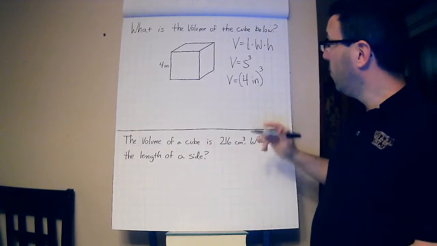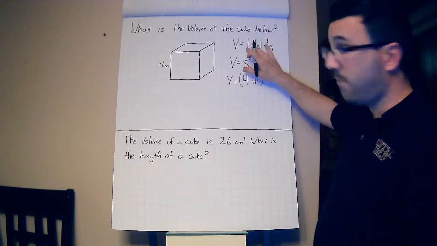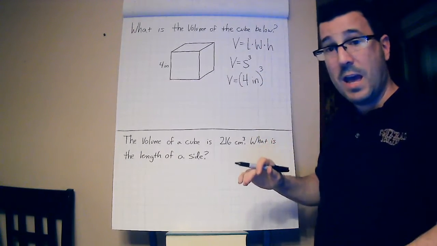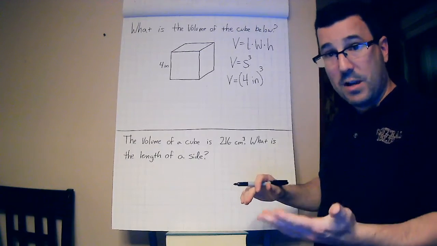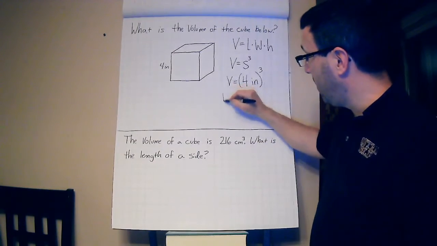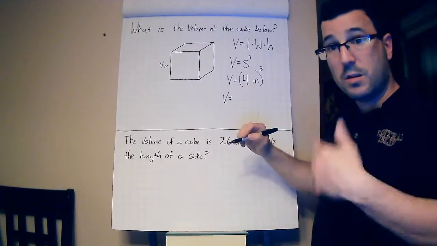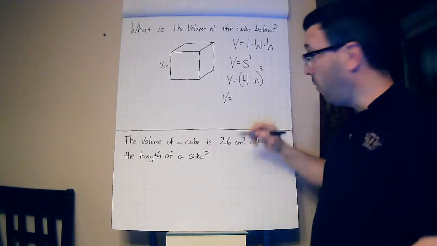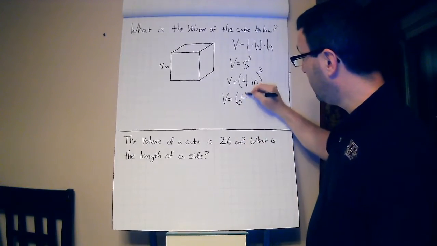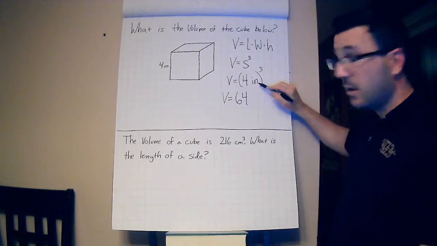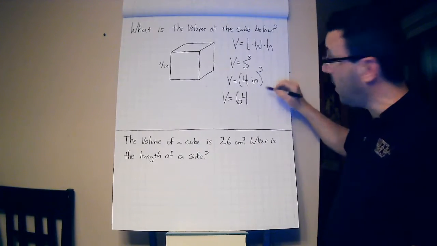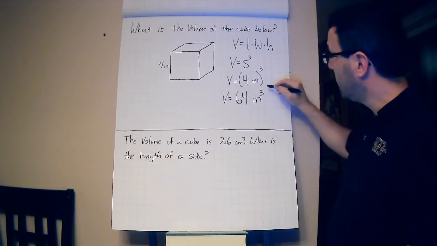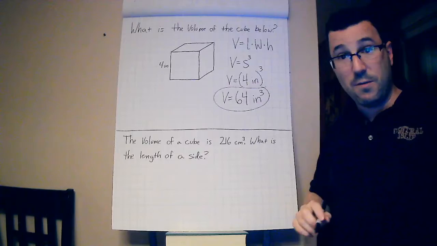So again, what we really could do, we could go here, 4 times 4 times 4, because that's what cube means. It means that the number we have is a factor 3 times. So 4 times 4 is 16, 16 times 4 is 64. And again, these inches are being cubed as well, so we're going to write that 3 right up there. So the volume of this cube, 64 inches cubed.